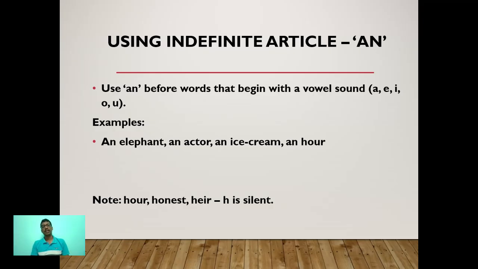Here, the note that is given has R, honest, heir. Here, H is silent. So we won't pronounce H, rather it is R, honest, air. So an R, an honest man, an heir to the family. So be clear, all this shows that we need to be aware of the pronunciation of the word to use the articles.